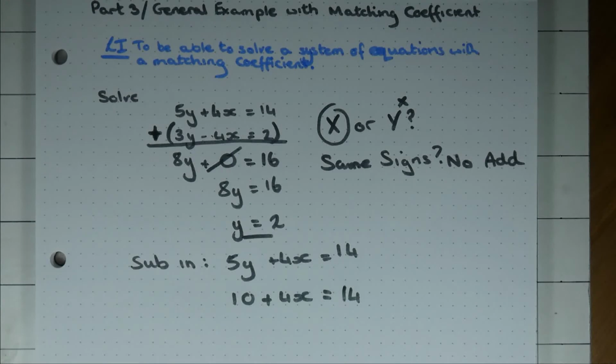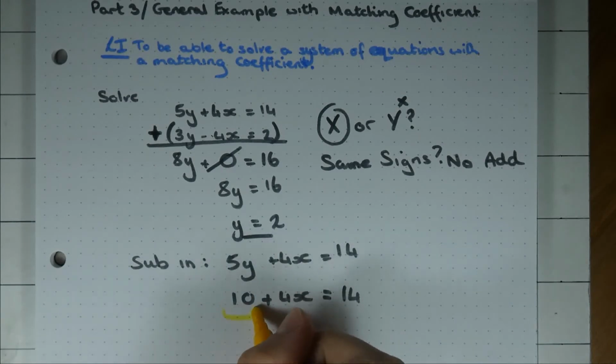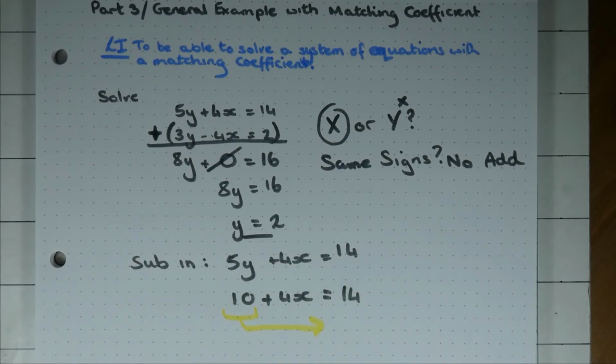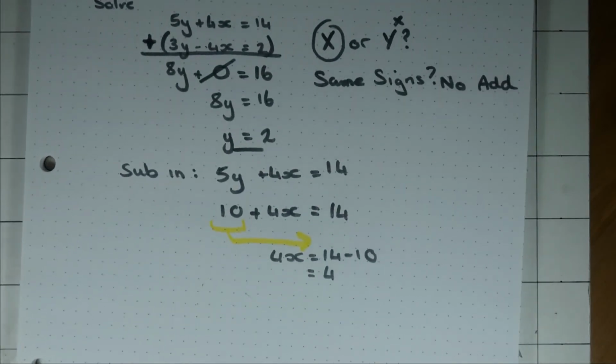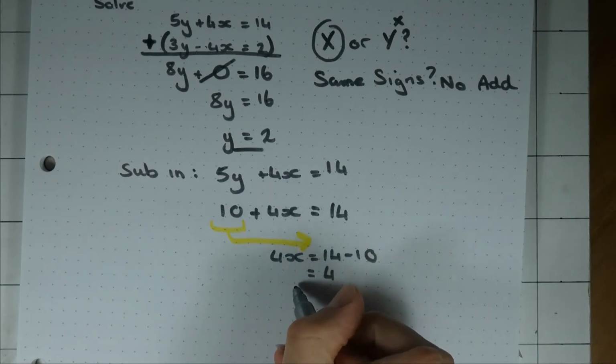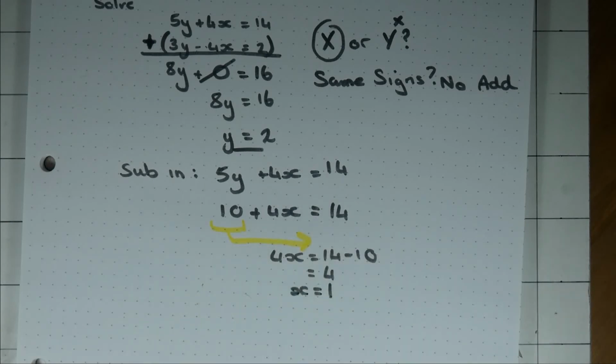And then we solve. So that 10 is going to go to the other side. It's going to become negative. So we're going to have 4x equals 14, take away 10. We're going to have 4x equals 4. Last step we have to think about. X equals 1. We're dividing through by that 4.